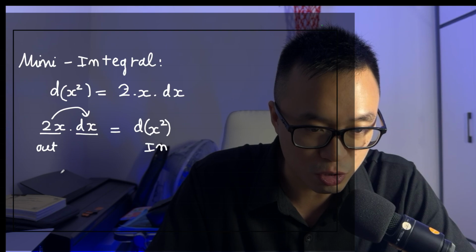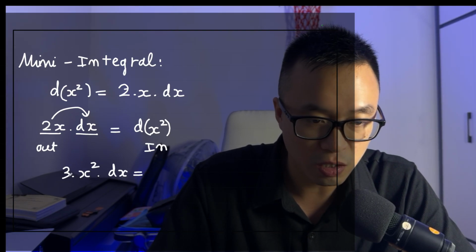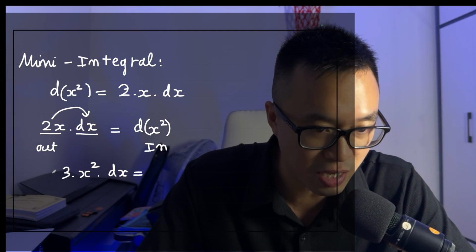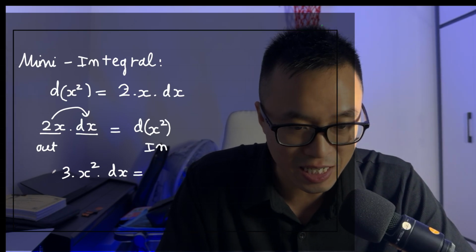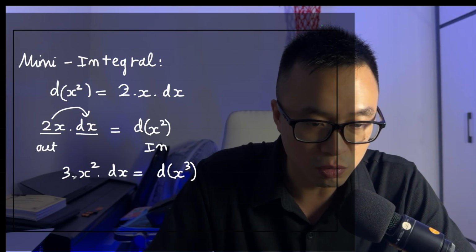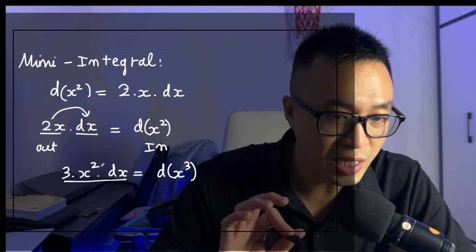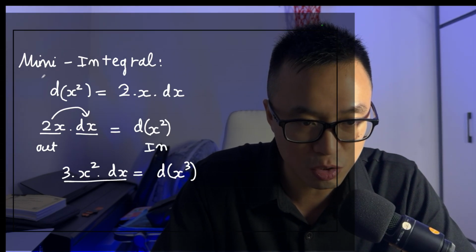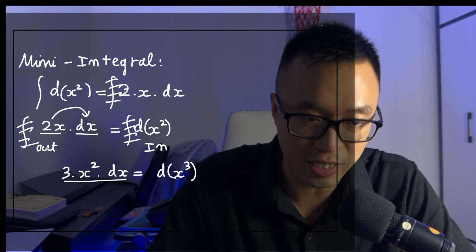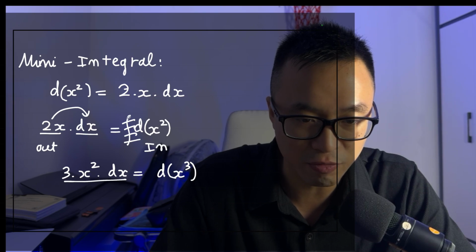Okay, and the next thing I want to try is 3 multiplied by x squared multiplied by dx here. Same idea with the integral: you need to convert 3x squared from the outside of the differentiated function to the inside of d, like this. This action we call the mini integral. I mean we need to take the integral, but we don't need to write down the integral symbol. You only write d, and you convert from the outside function to the inside of the differentiated function.